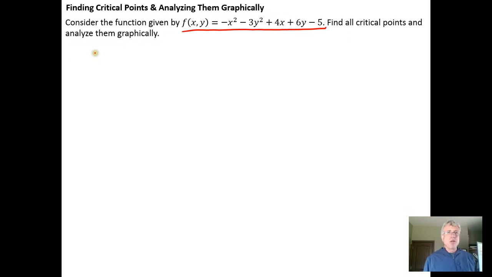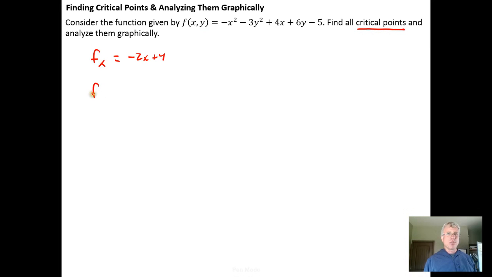So to find the critical points, we need to find those places where either the partial derivatives are simultaneously equal to 0, or places where the partial derivatives are undefined. So the first step in finding the critical point is to take the partial derivative of f with respect to both x and y. So the partial derivative with respect to x is just going to be minus 2x plus 4 from right here. So minus 2x plus 4, taking the partial derivative with respect to x. We're only going to worry about those terms. Everything else will be treated as a constant and have a derivative of 0.